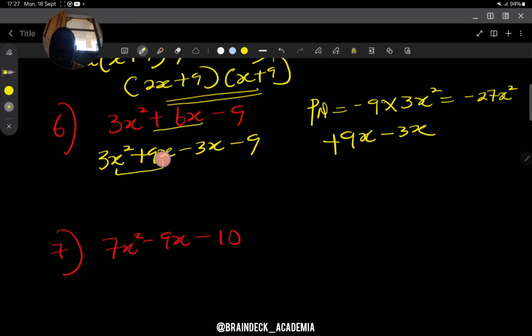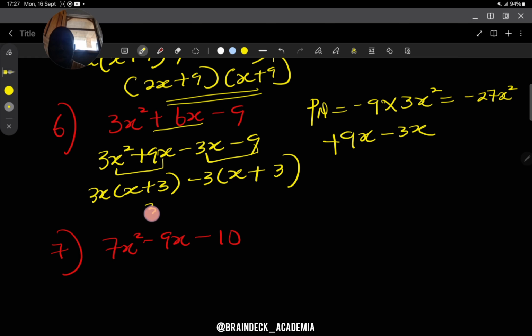Factorize this separately. That will be 3x bracket x plus 3 minus 3 bracket x. Now because there is a minus here and I'm factorizing out a minus from both sides, the minus will affect this minus here and change it to plus 3. So now they're the same. You pick the one outside, 3x minus 3, then bracket x plus 3.